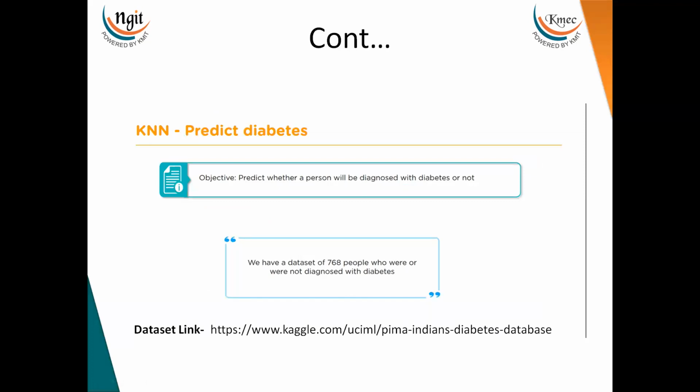Now I'm expecting you to predict whether a person will be diagnosed with diabetes or not. We have a problem statement and a data set available on Kaggle. In that data set, we have a total of 768 people entries, and for each entry there is a label saying whether that person has diabetes or not. Use this data set and implement KNN so that you get a better understanding of KNN.